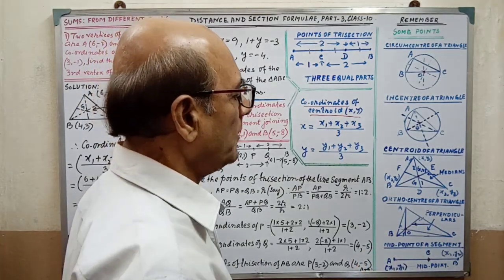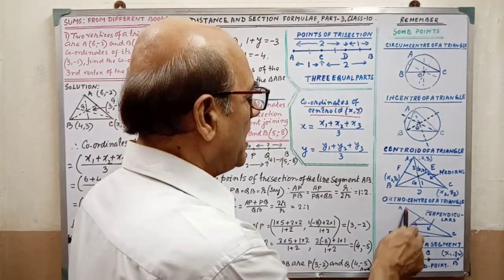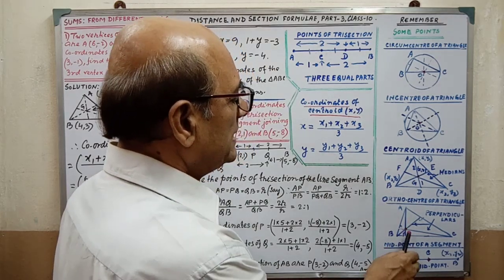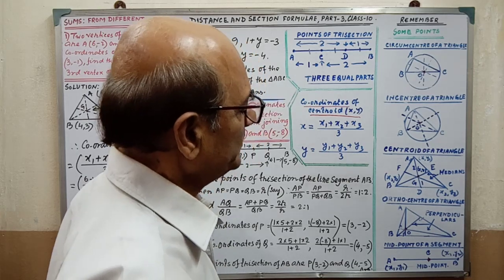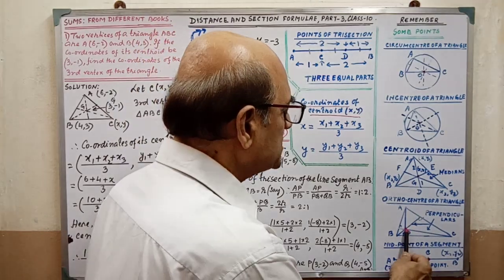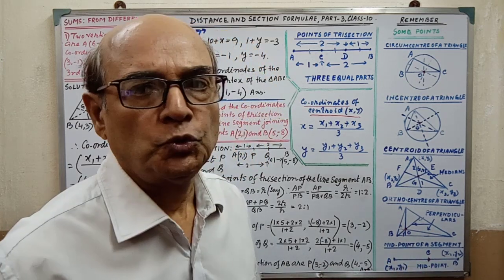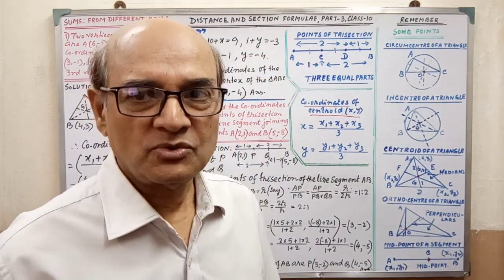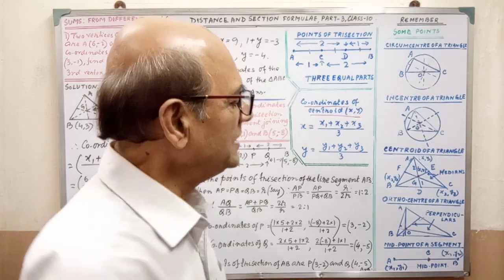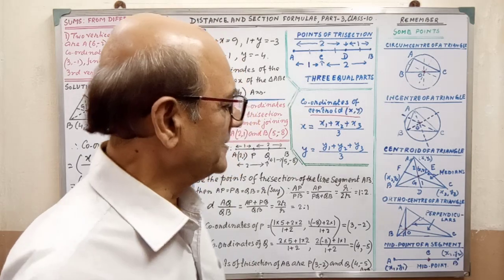Next, orthocenter of a triangle. In this case, we have to draw the perpendiculars, three perpendiculars meeting at this point. This point is known as orthocenter. In case of orthocenter, how will you find the coordinates of this point? We have to find the equation of this perpendicular and this. Any two perpendiculars' equations we have to find. After that we have to solve the equations simultaneously. Those values will be the coordinates of orthocenter.